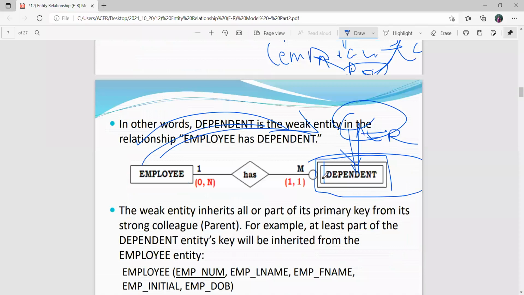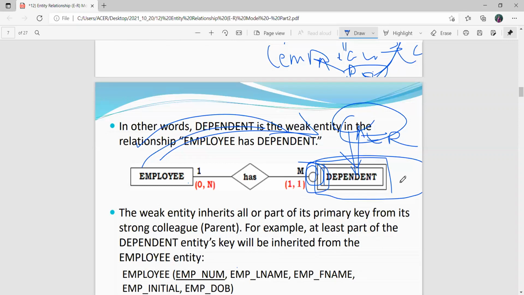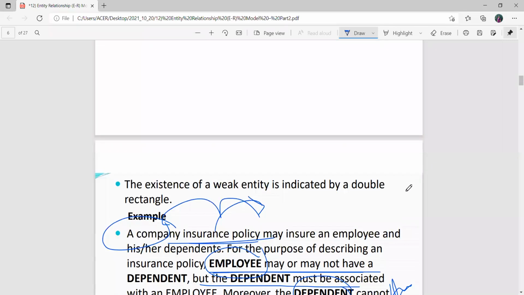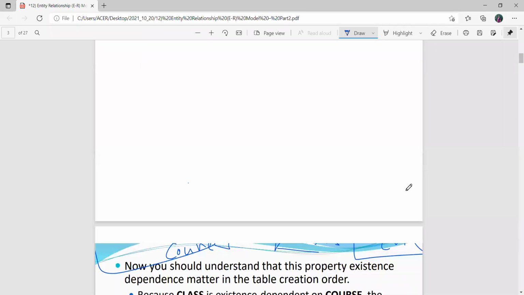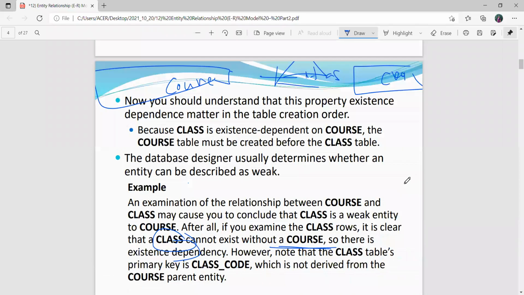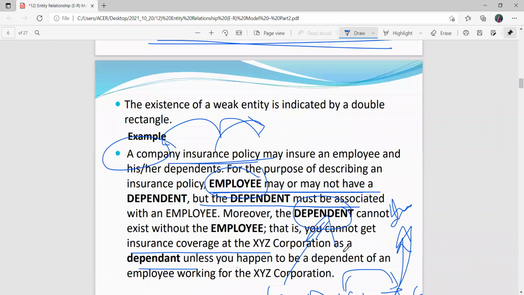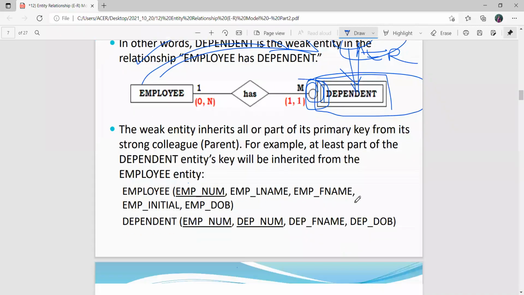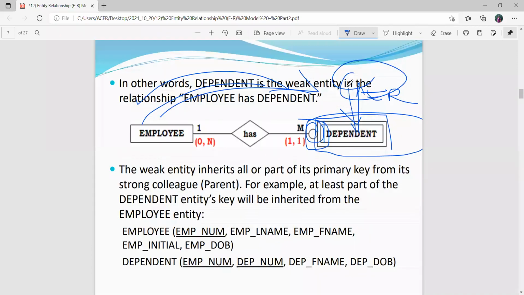You can use this circle to denote the weak entity. So this side is the weak entity. You can see, a weak entity inherits all or part of the primary key from its strong entity. For example, let's take the dependent entity's key will be inherited from the employee entity, employee number, last name.